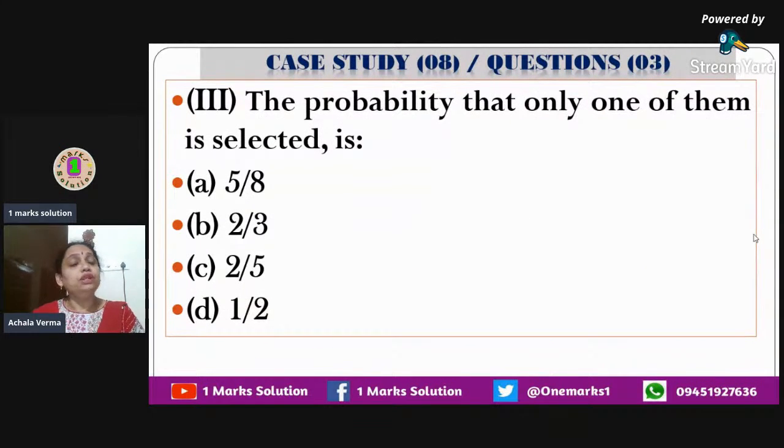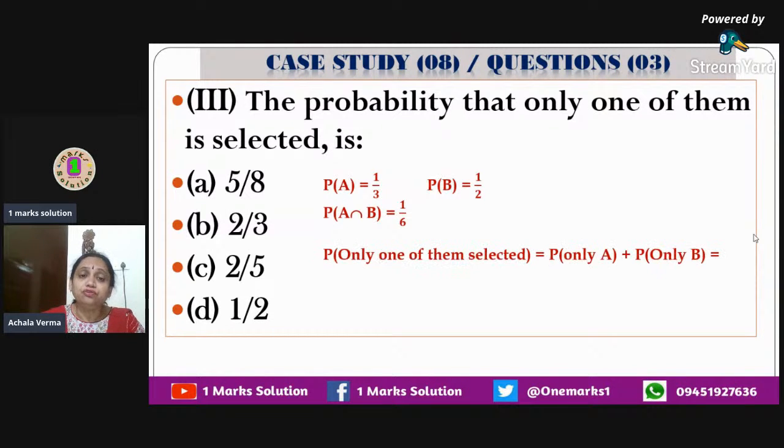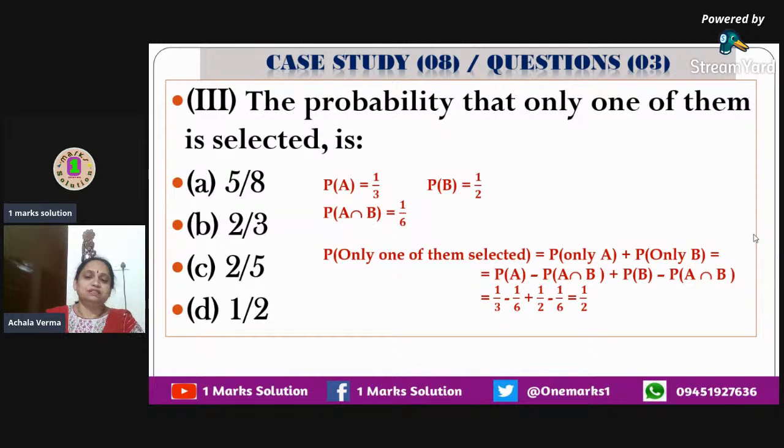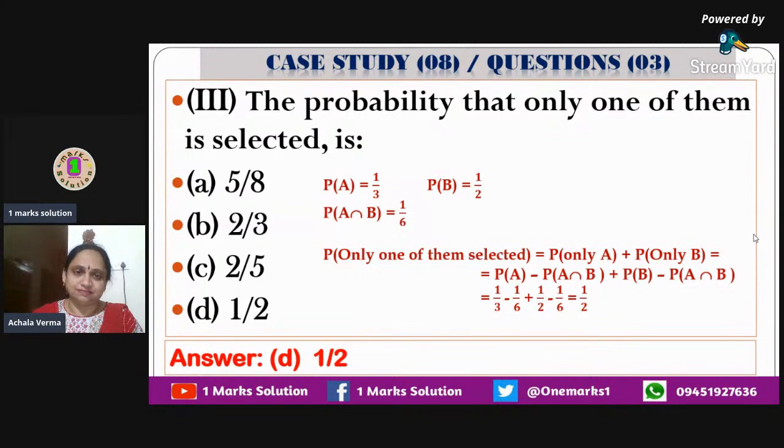The probability that only one of them is selected, either Nisha is selected or Ayushi is selected. P of A was 1/3, P of B is 1/2. In this, the intersection also comes, so we need to find only one of them. That means probability of only A plus probability of only B. We need to remove the intersection from both probabilities. So simply put the values: P of A minus P of A intersection B plus P of B minus P of A intersection B, which gives us 1/2, and option D is the correct answer.